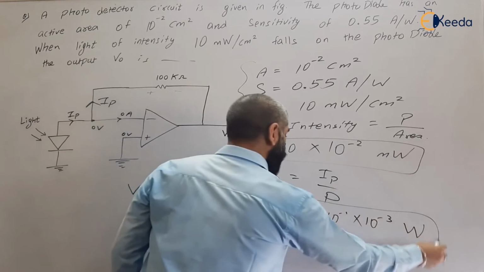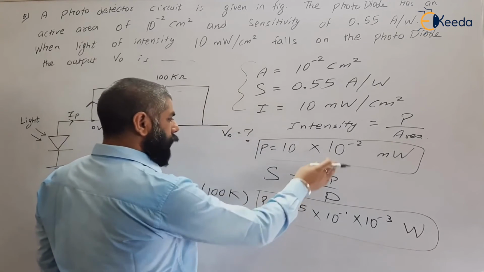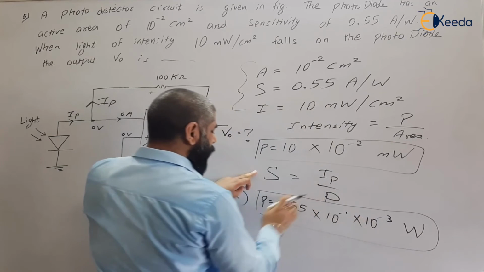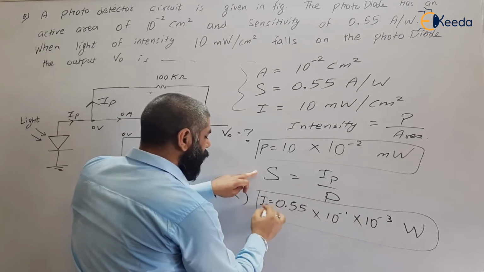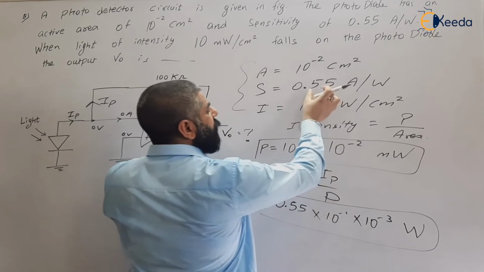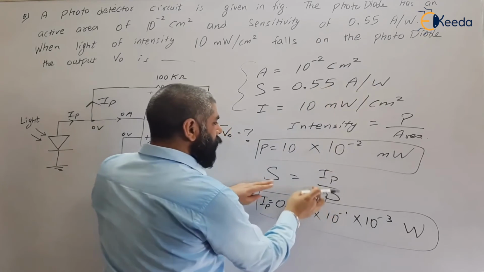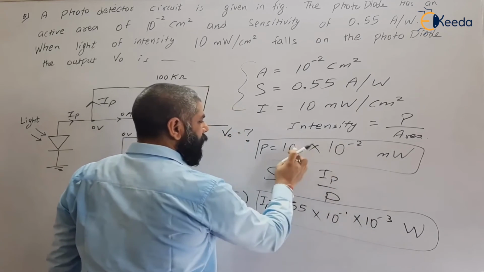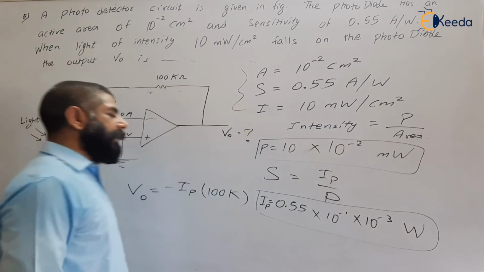Now, this is the sensitivity, and we calculate the photocurrent from it. So sensitivity into optical power: the sensitivity is 0.55 ampere per watt, so the power must be in watt. So this is the power, 10 raised to minus 1 multiplied by 10 raised to minus 3 watt.